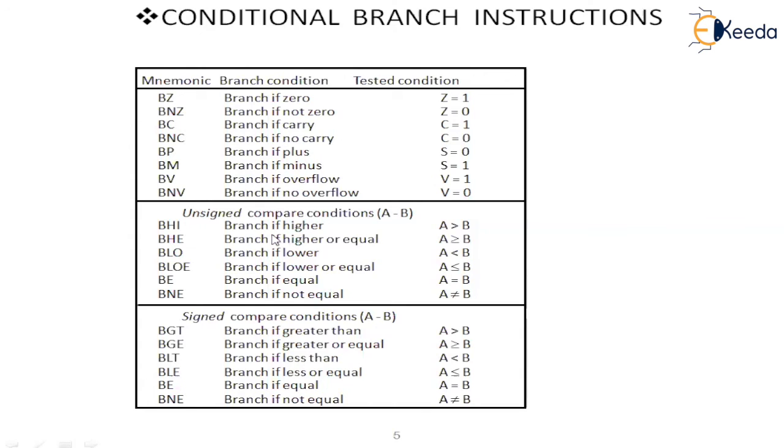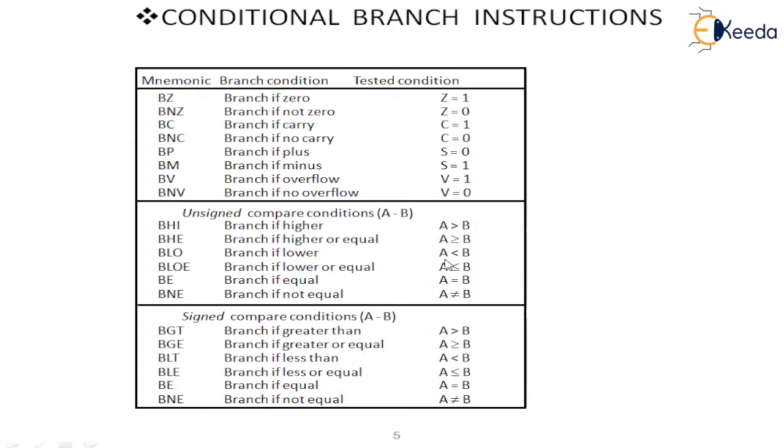Branch if higher. Now here, in order to make unsigned comparisons, we need to take two variables. These two variables will be compared, and based on this comparison, if it is successful, we're going to take a branch. Branch if higher: if A is greater than B, we're going to branch to 450. Branch if higher or equal: if A is greater than or equal to B, we're going to take a branch. Otherwise, we're going to take the next instruction.